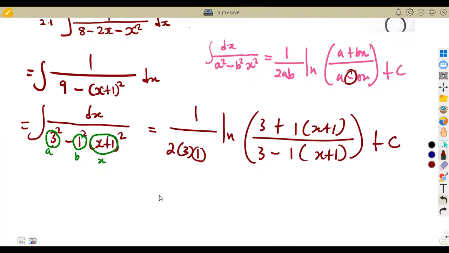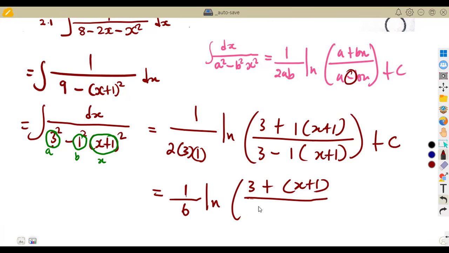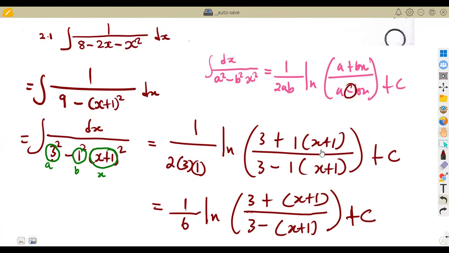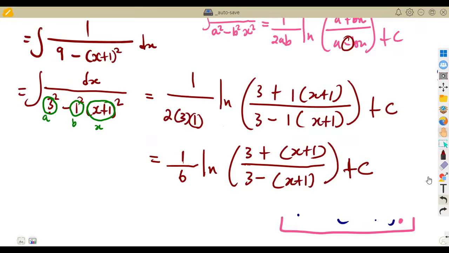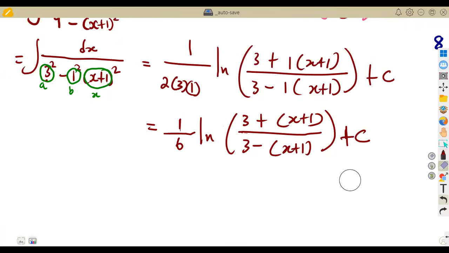So you can just simplify. That will be 1 over 2 times 3 times 1, which is 6, times the ln of, here you can just leave it like that, 3 plus the bracket of x plus 1, the one that we had here, over 3 minus the bracket of x plus 1, plus the constant of integration. So we can leave it at this stage like this, all right? You're going to have full marks. Or you can expand your brackets.